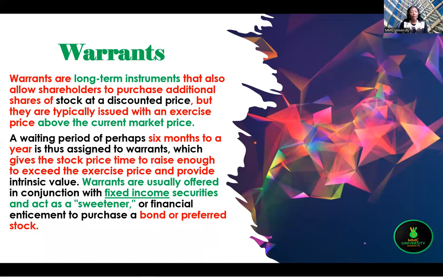Normally there's a waiting period of perhaps 6 months to a year assigned to warrants, which gives the stock enough time to raise enough money so that the market price can become higher than the exercise price. Warrants are usually offered in conjunction with fixed income securities. So, for example, let's say there's a corporation, they issue a bond.